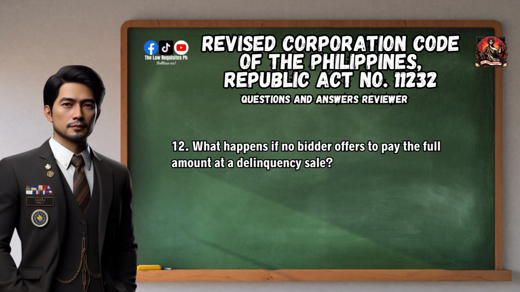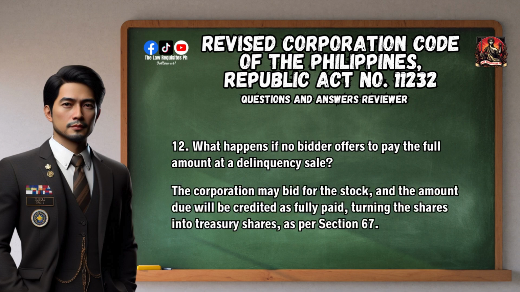12. What happens if no bidder offers to pay the full amount at a delinquency sale? The corporation may bid for the stock, and the amount due will be credited as fully paid, turning the shares into treasury shares, as per Section 67.